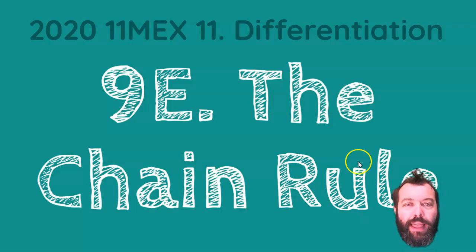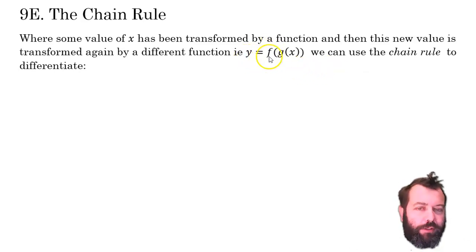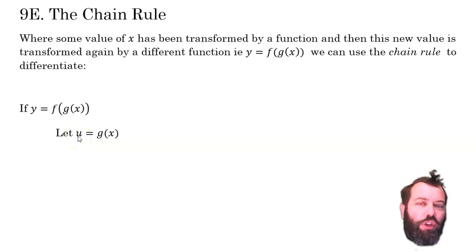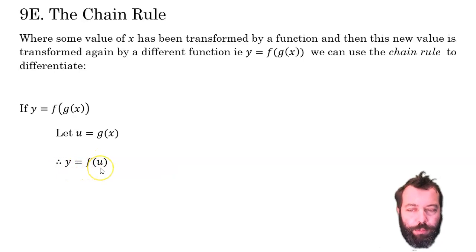The chain rule allows us to differentiate some more complex functions than we've dealt with up until now. The phrase that's often used here is the function of a function. Examples will make this clearer, but if my function could be expressed as the function of some other function, we can use the chain rule, and we start by using a substitution. If it's a function of a function, we substitute our inner function. So we say let u equal that function, which means that y equals the function of u.